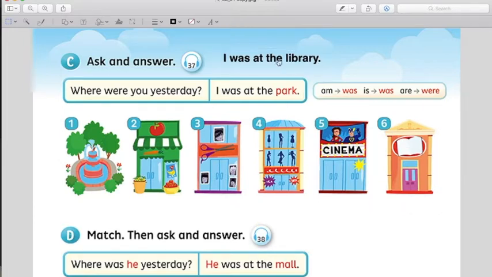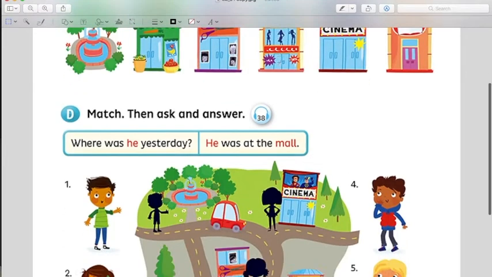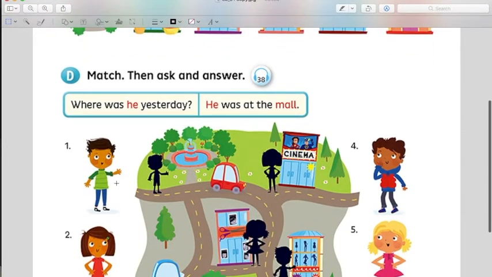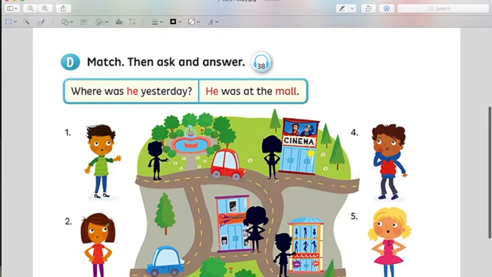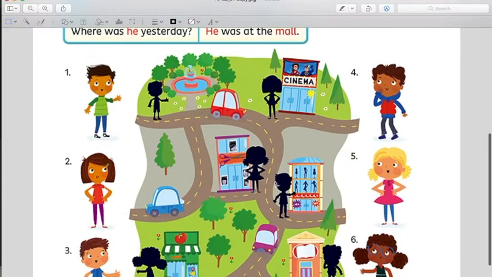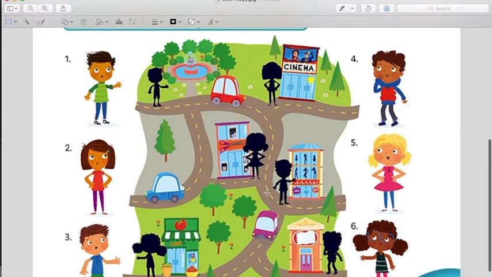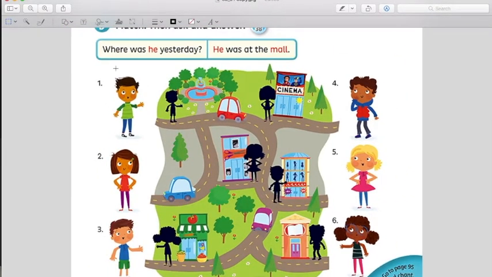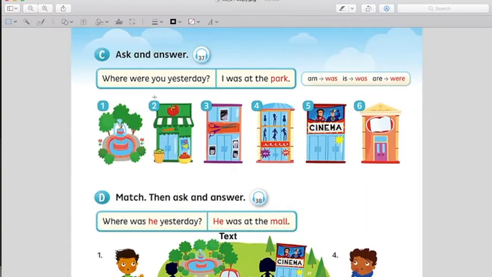All right, so let's go ahead and move on to the next one. Right down here, we have to match where these people are going according to their shadows. According to their shadow. So this is a shadow. We have to know exactly where they're at. So, number one, where was he yesterday? This boy here. So when we use he or she, we use was. Because when we say he is, we change to he was, just like in the answer.